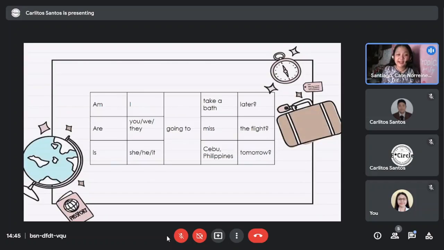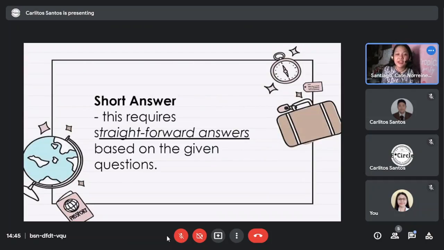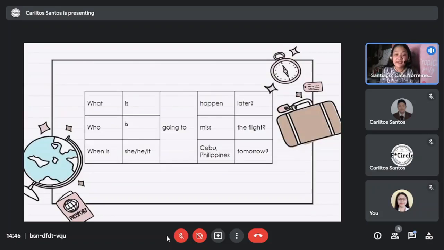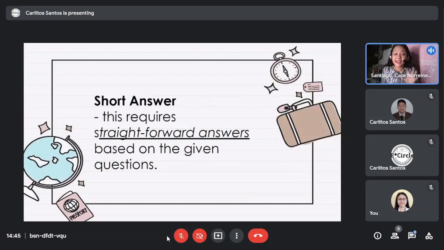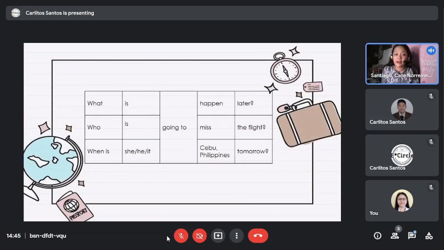The next form is the short answer. This requires straightforward answers based on the given questions. So here are some sentences. "What is going to happen later?" Again, "What is going to happen later?"